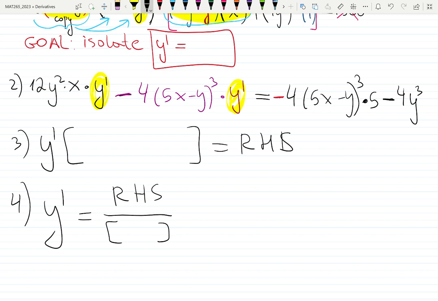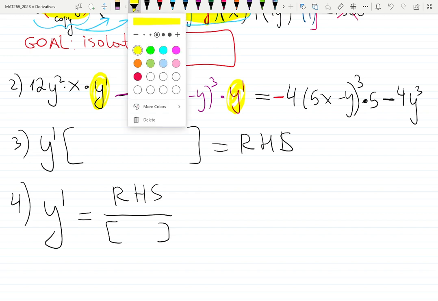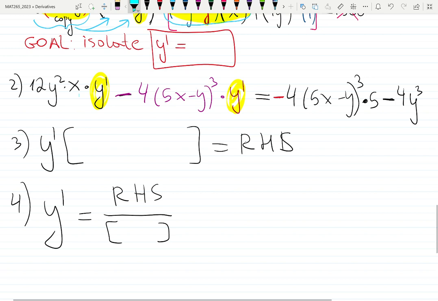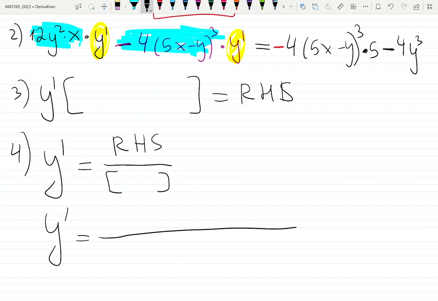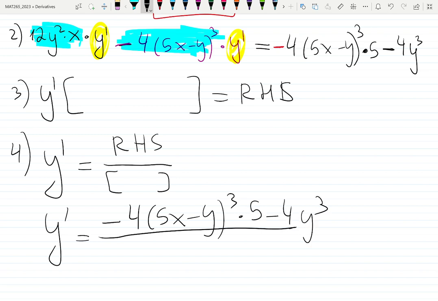Dividing by the parentheses, and I can actually color code it for you here using some kind of beautiful blue. This is going to stay in the parentheses when I factor out. Let's see if you can do it right away. That's algebra. Equals, right-hand side is minus 4, 5x minus y cubed times 5 minus 4y cubed. Done. That's the right-hand side. RHS is right-hand side.